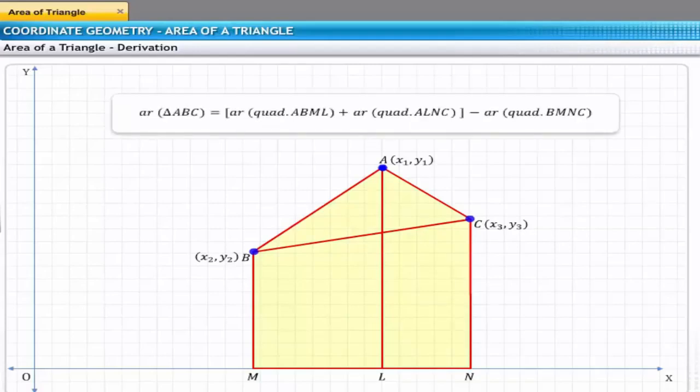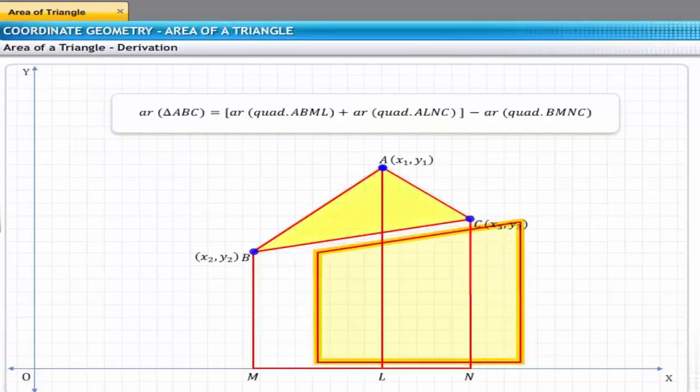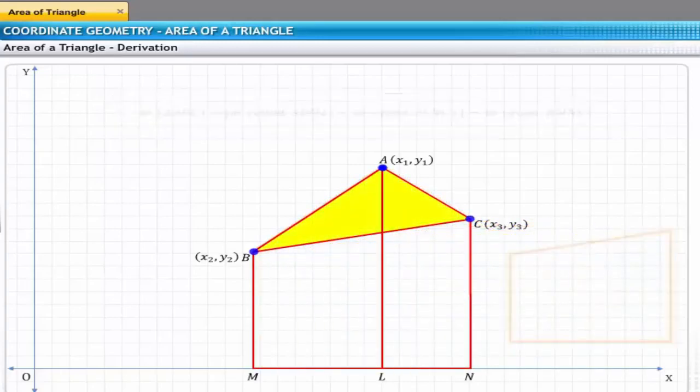Here, if we remove the area of quadrilateral BMNC from the sum of the areas of quadrilaterals ABML and ALNC, we get the area of the triangle ABC. Let's first calculate the areas of the quadrilaterals.